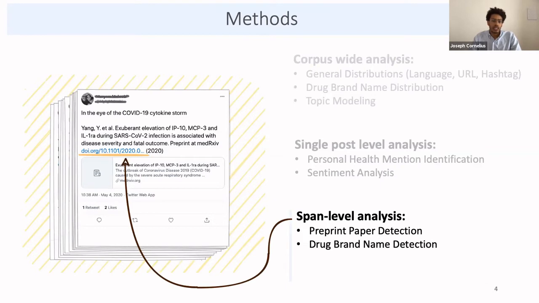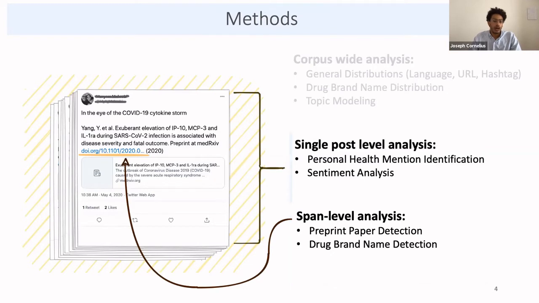The information is acquired with methods of 3 different levels. On the span level, we detect spans that are URLs linking to preprint papers and spans of drug brand names by applying an entity recognizer. On the single post level, we use a binary classification regarding personal health mentions, utilizing a BERT transformer model. We also apply an ensemble of sentiment analysis systems, which are partly pre-trained and partly rule-based.